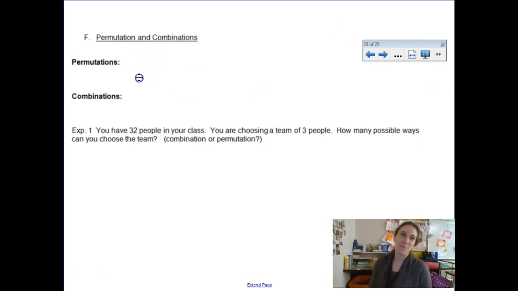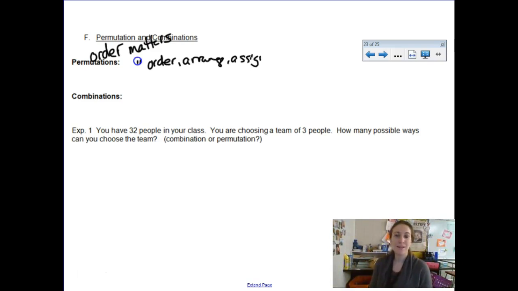All right, so permutations versus combinations. Permutation is where order matters, is the way we say it in math. What it means is if I rearrange the order, I get a different outcome. So if you see words like order, arrange, assign, place, like placing things in a line, line up, I see that one a lot too. Those are all words that indicate we're looking at a permutation.